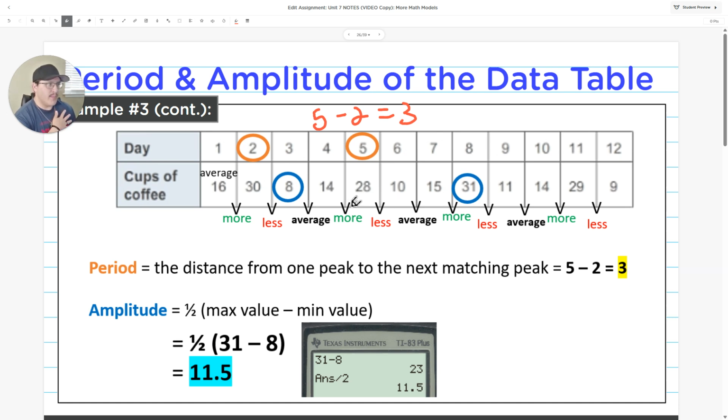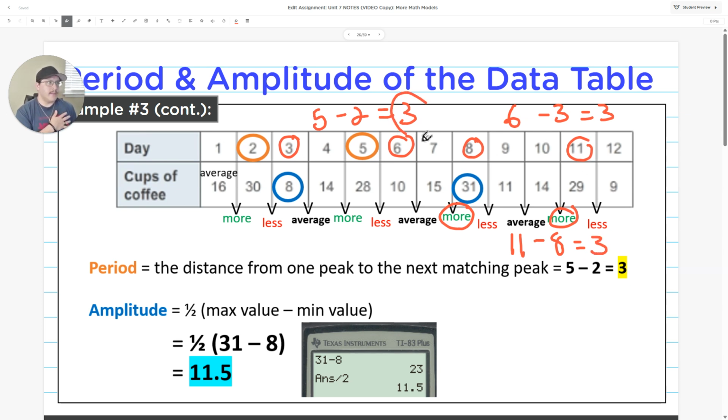And you can use other repeating parts. So for example, we can use the less part, so this 3 and this 6. 6 minus 3, we will still get 3. We can use this more, which is at 8, and then this more, which is at 11. 11 minus 8 is still 3. Either way, your period is still going to be 3 days.